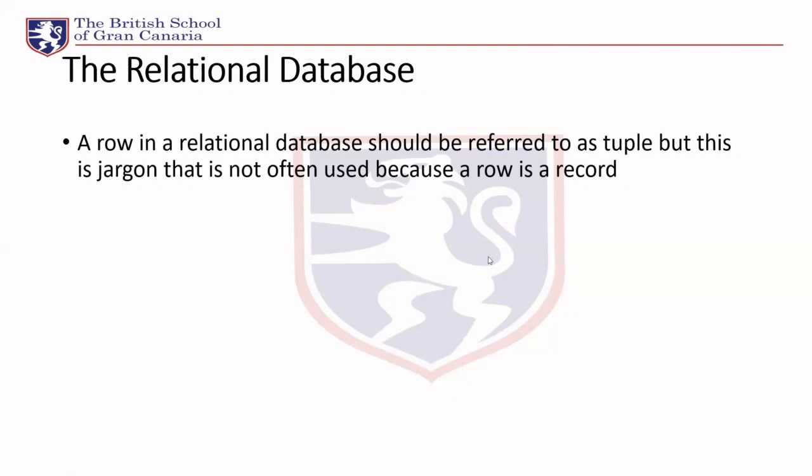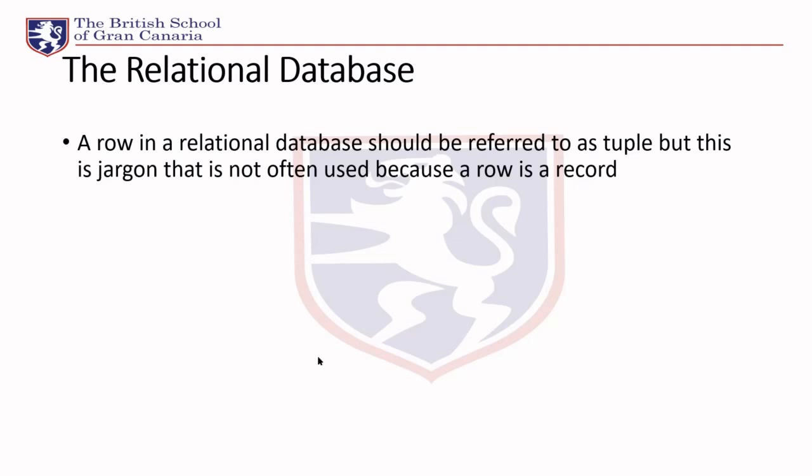Right, a row in a relational table, as you know, isn't referred to as a row, because if you'd have done IGCSE ICT, you know that it's a tuple. But this is merely jargon. And the reason why they call it a tuple is because once it's in a relational database, it's going to relate to another table, so therefore it becomes a tuple, really. So it's not an individual record, it's a tuple.